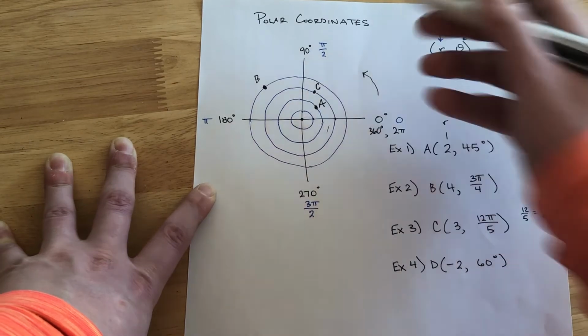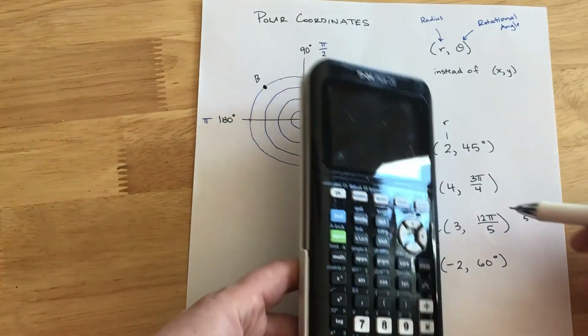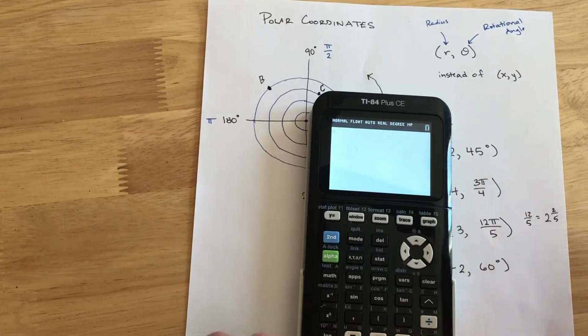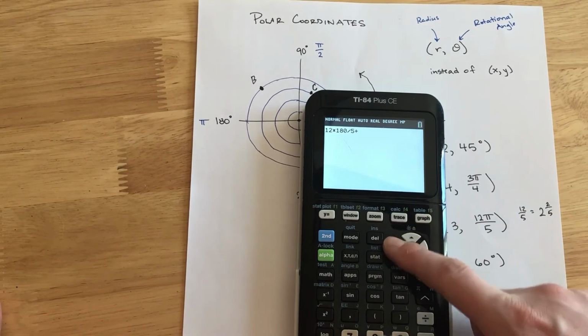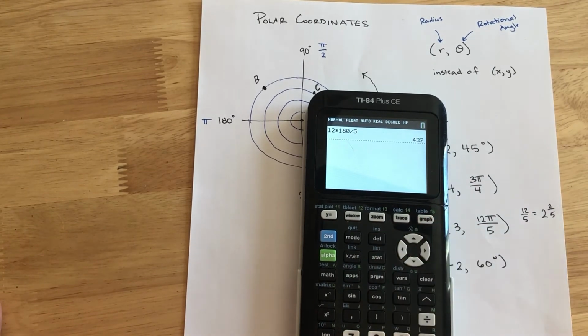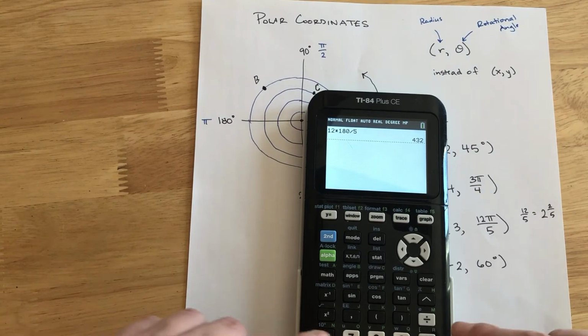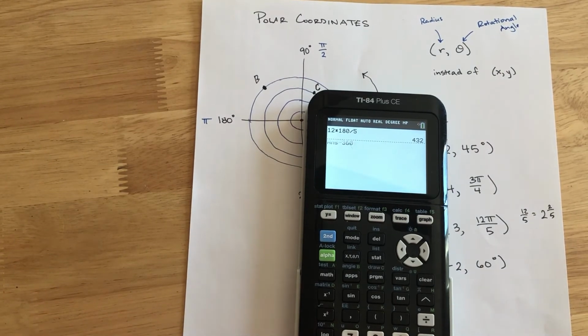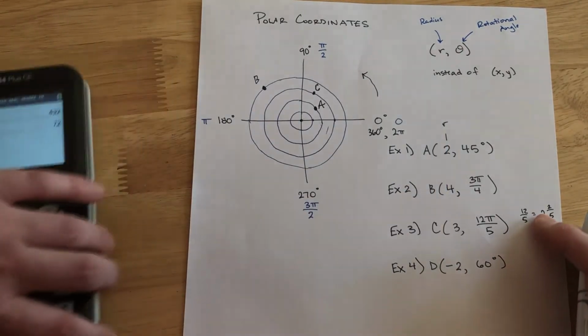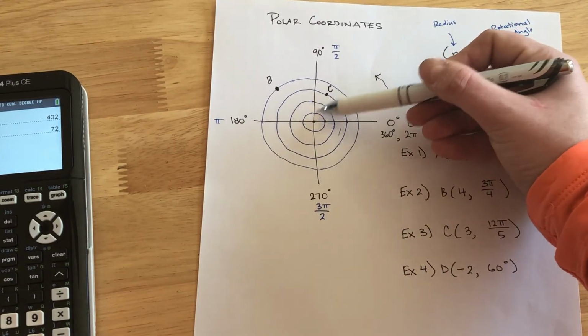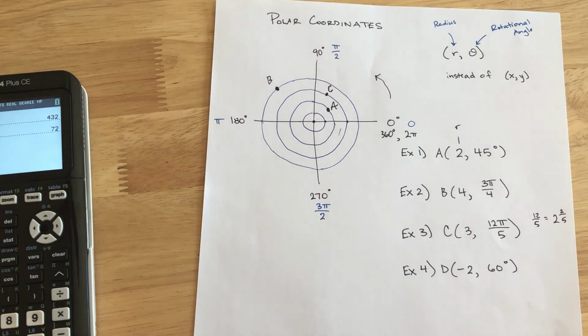So that's point C. But again, you could instead take pi out, put 180 in its place. So 12 times 180 divided by 5, and hit enter instead. And it's a 432-degree angle. Subtract a 360-degree rotation and we get 72 degrees. So that seems to fit in with the 2/5 of pi idea where we placed point C.